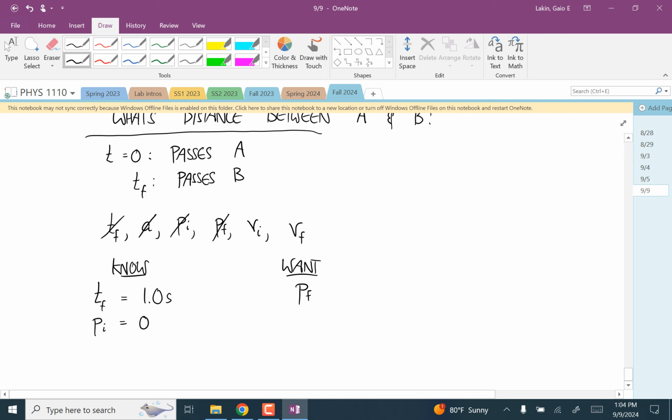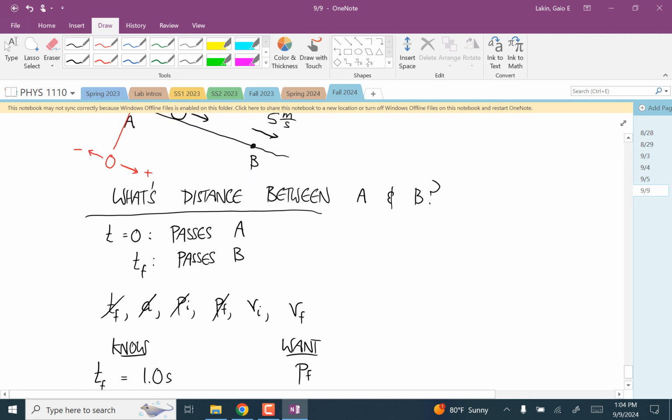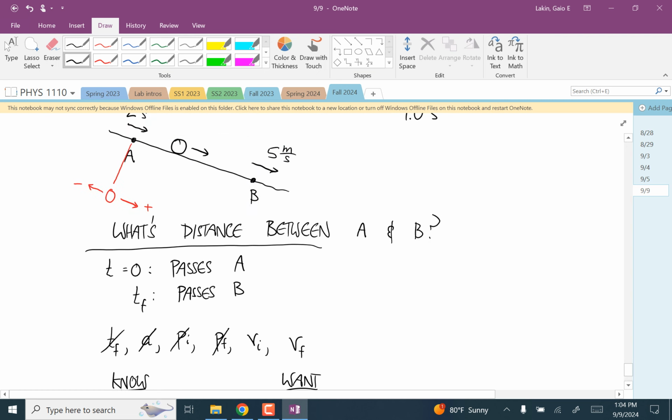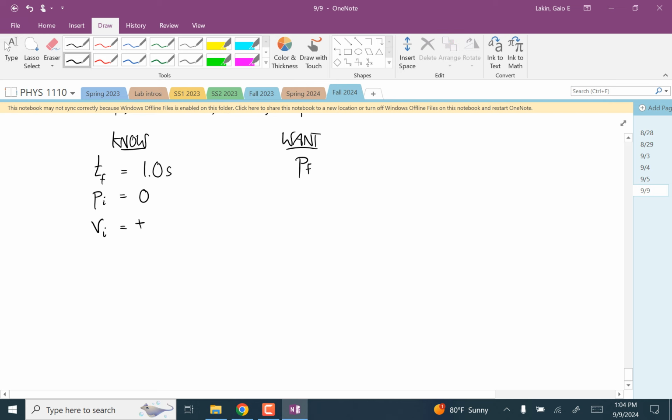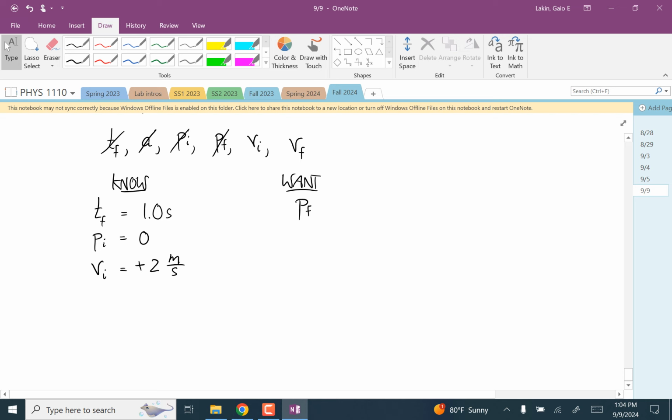Do we know the velocity when we turn the stopwatch on? Yep. And the speed is 2, so you always just need to mental check whether it's moving in the positive or negative direction. In this case, it's positive. So I'll write this as positive 2. And do we know the velocity when we turn the stopwatch off? And that's positive 5 meters per second.